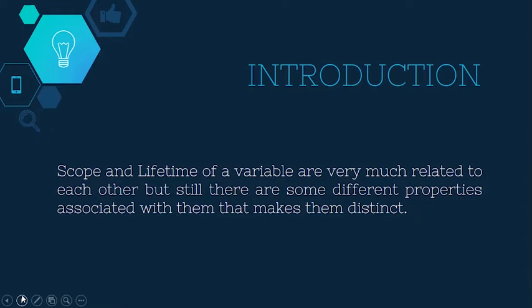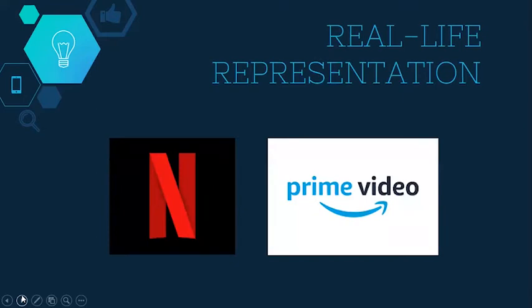Just an introduction. The scope determines the region in a C program where a variable is available to use, while the lifetime of a variable is for how much time a variable remains on a system's memory. Let's set an example. So here we have our real-life representation of the topic. Scope and lifetime can be understood with a simple real-life example of Netflix and Amazon Prime.